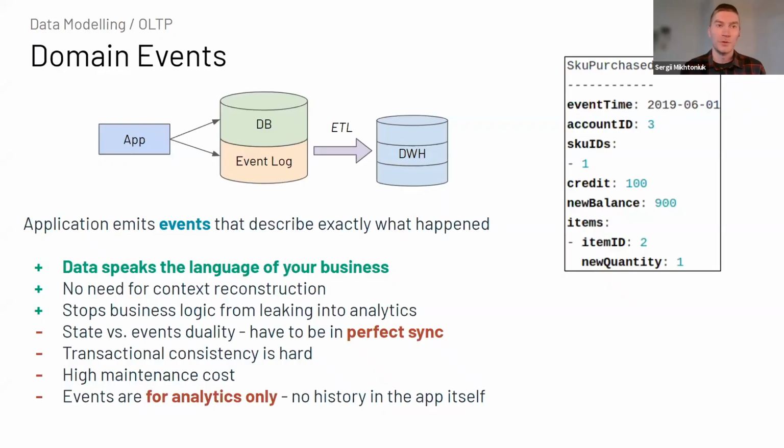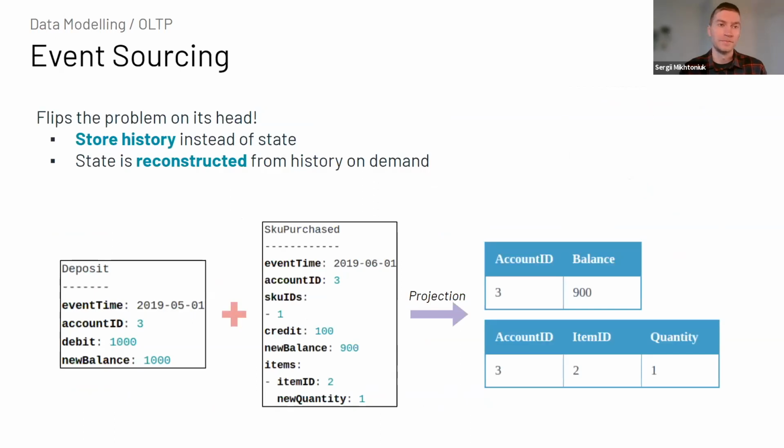So this is what happens in domain events, which is a step in the right direction. The application still maintains its state in a database, but in addition, we have an event log table where we capture business events. So the data that we capture actually speaks the language of our business. The entire previous example can be captured as a single event, SKU purchased, that contains very detailed descriptive information of what happened. This solution might be pretty hard to maintain from the engineering perspective because in the application, you end up with this duality between state and events. So engineers might not be as happy with it as analysts.